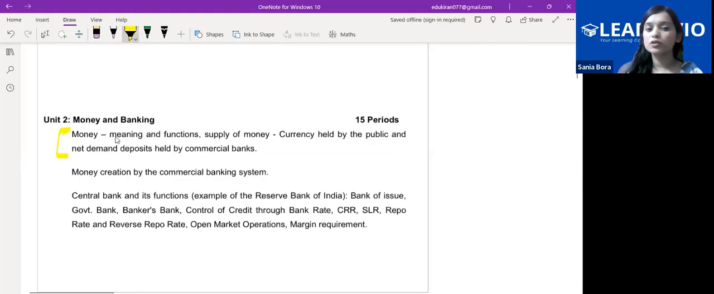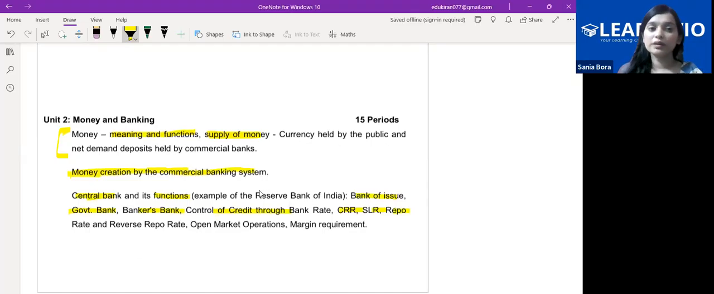For the money chapter, you have to study meaning and its functions, right? Then you have to study supply of money, which is currency held by the public and net demand deposit by the commercial bank, right? Then you have to study money creation by the commercial banking system. Then you have to study about the central bank and its functions, right? Then bank of issue, government's banker, banker's bank, control of credit through bank rate, CRR, SLR, repo rate, and all that.